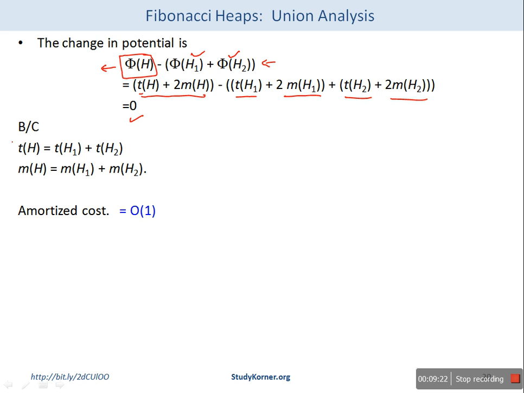Why? Because we know that t(H) is nothing but the summation of the trees in H1 and H2, and the number of marked nodes is the number of marked nodes in H1 plus the number of marked nodes in H2. So the change in potential is 0. We do not change the structure of the heap, we just shift the pointers, because it is a circular doubly linked list. So the actual cost is O(1), and that is also the amortized cost, because the change in potential is 0 here.